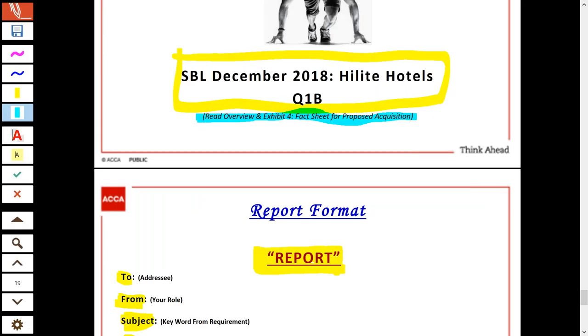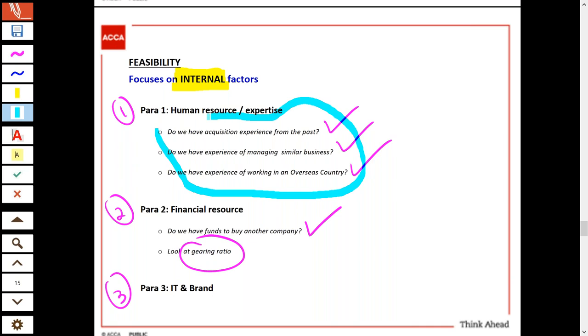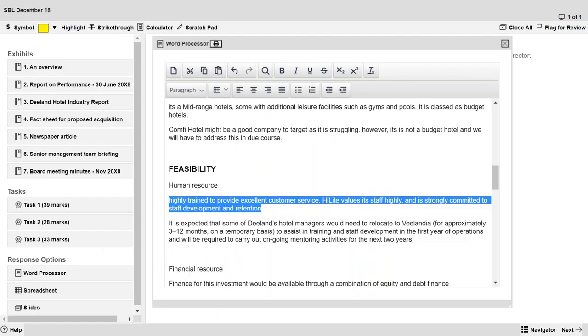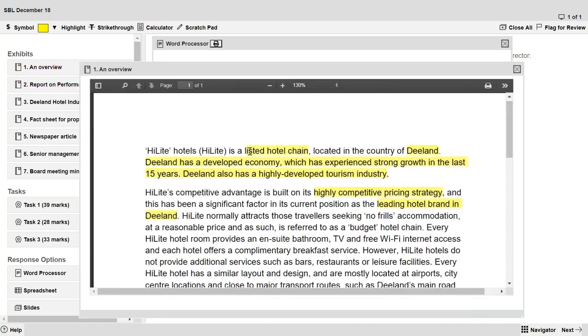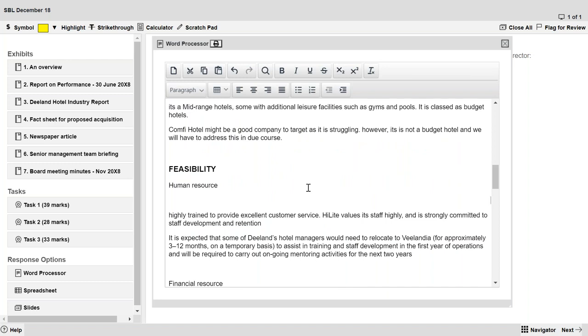First of all, you remember the 3 paragraphs we talked about here. Remember this? Do we have acquisition experience from the past? No. It was mentioned somewhere that it has grown significantly operating and we have grown organically. We have never acquired something. So the first comment is we have grown organically so far and hence do not have any experience of acquisition in the past. 1 point done.